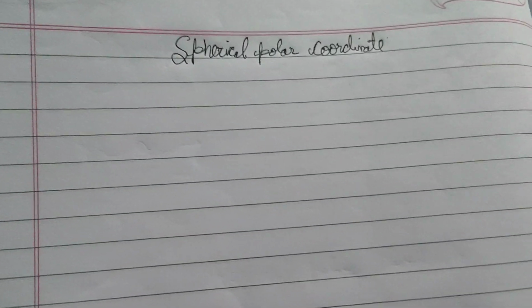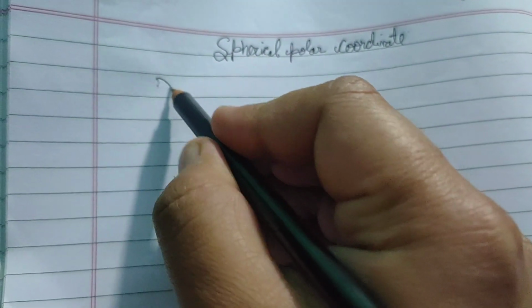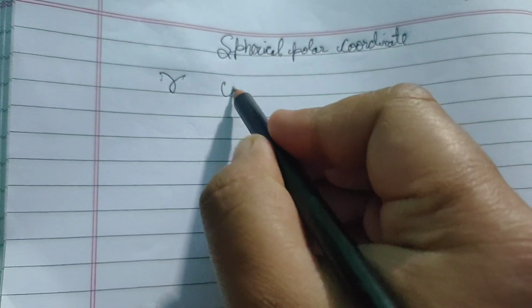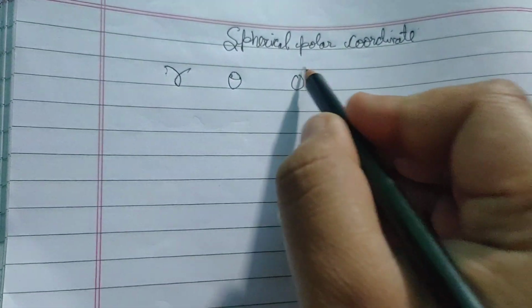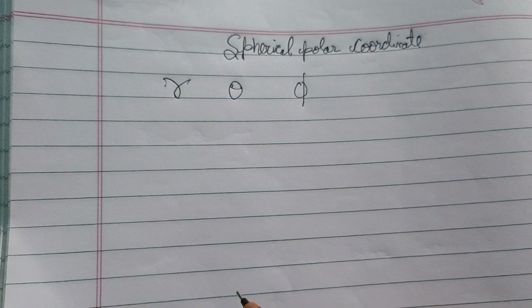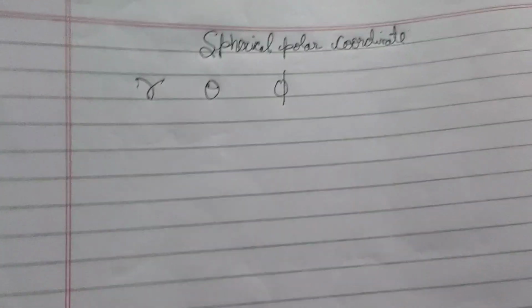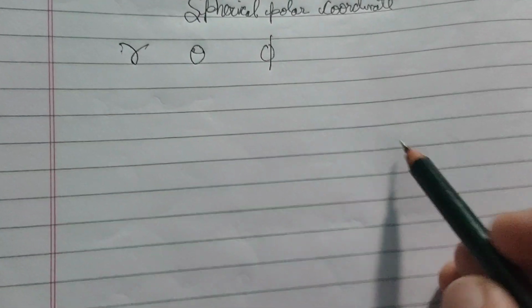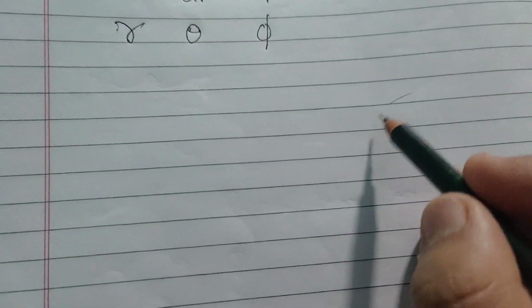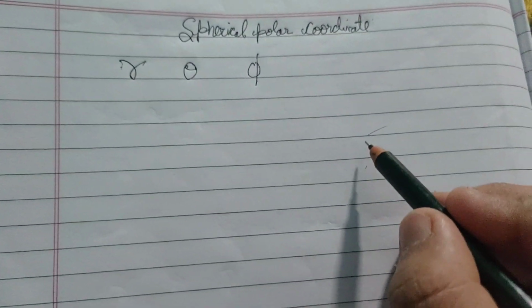So guys, today we are going to study spherical polar coordinates. As you know, in Cartesian coordinates there are three axes: x, y, z. In the same way, spherical polar coordinates have three axes, which are known as r, theta and phi. These are the three axes of spherical polar coordinates. Let's understand it with the help of an example. First we draw the Cartesian coordinates, and then I will show you the spherical polar coordinates.